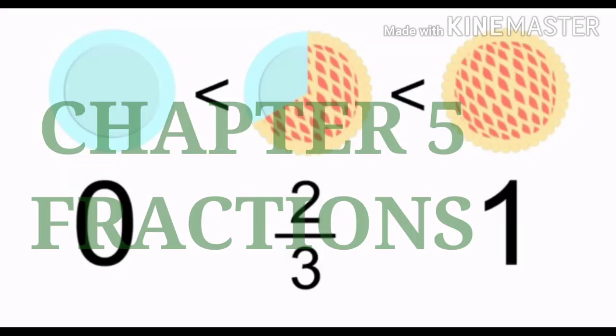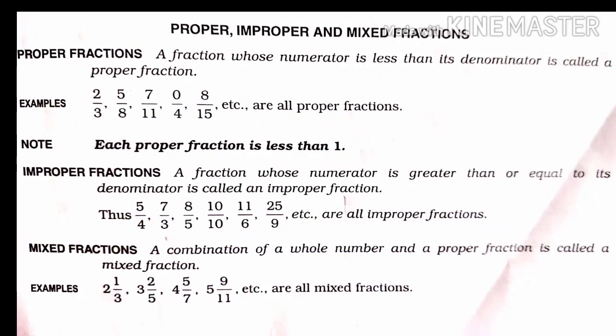Today we will learn proper fraction, improper fraction and mixed fraction. Proper fractions. A fraction whose numerator is less than its denominator is called a proper fraction. For example, 2 by 3. Numerator is 2 and denominator is 3, which is less. The numerator is less than denominator. Then 5 by 8, 7 by 11, 0 by 4. 0 by 4 means 0 only. Okay. 8 by 15. So each proper fraction is always less than 1.